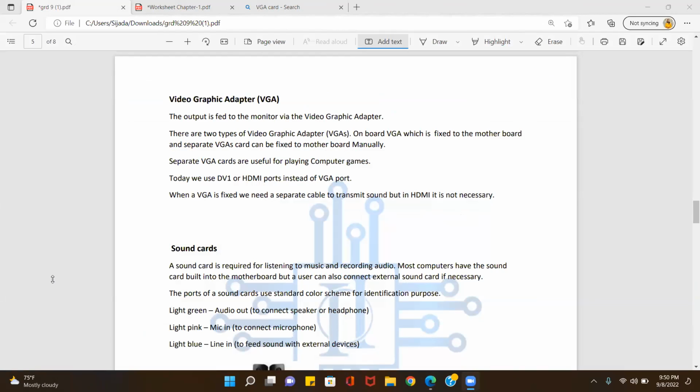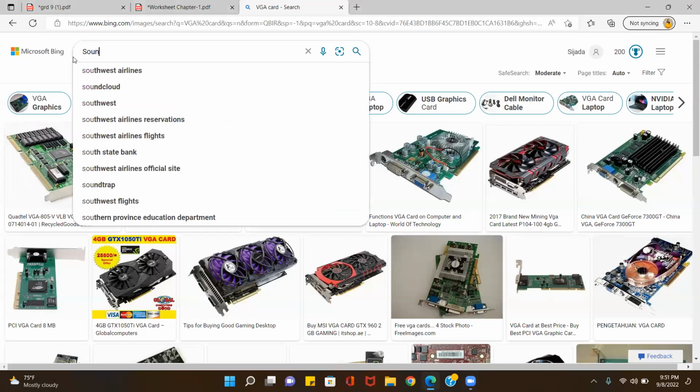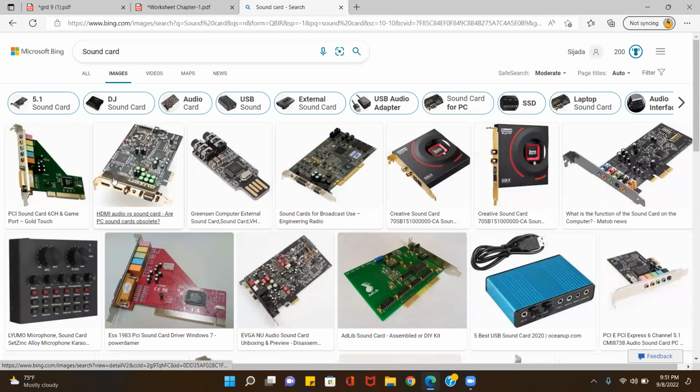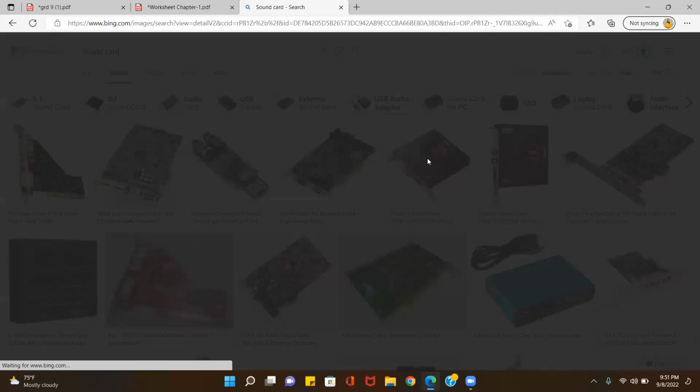No questions? No clarifications? Okay, then the next one is sound card. If you want to connect a speaker or a microphone, you need a sound card.